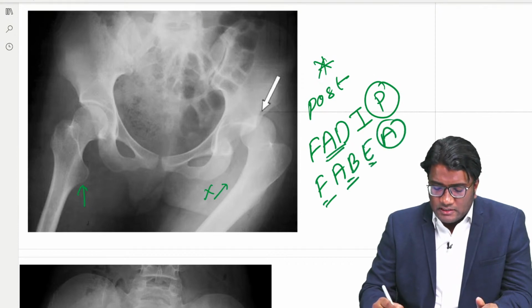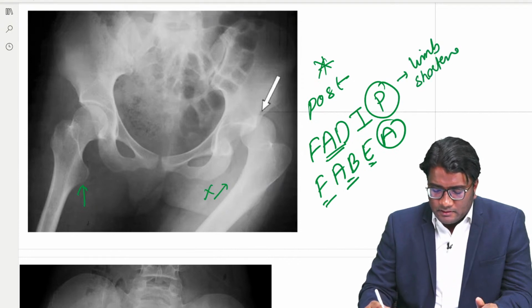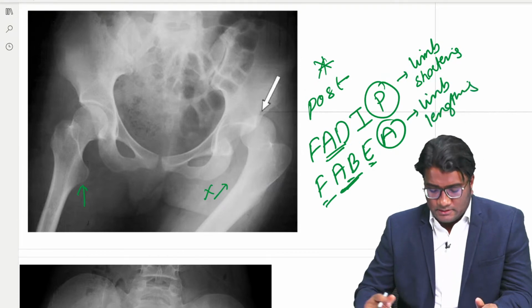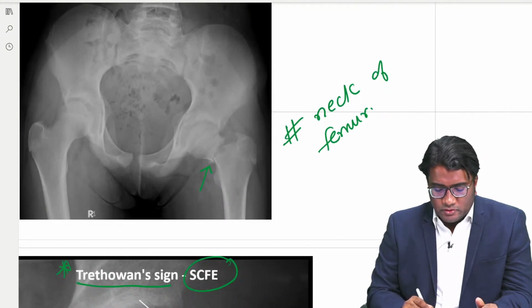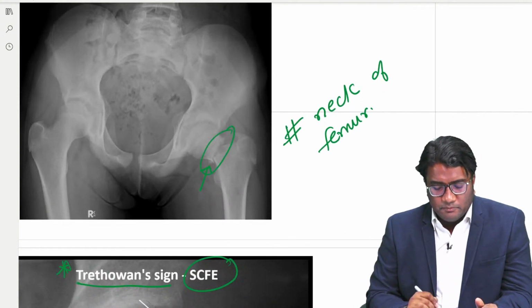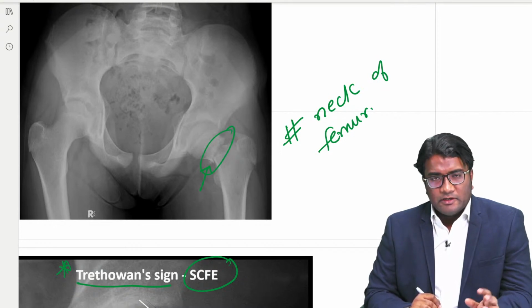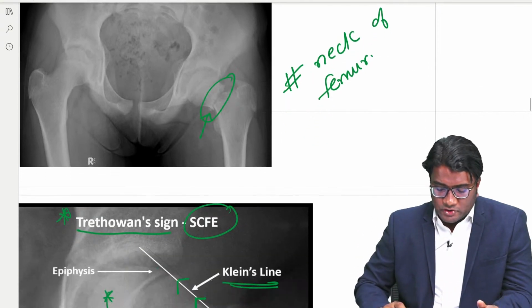Whenever you have adduction, there is limb shortening, right? And whenever there is abduction, there will be limb lengthening, right? So you should know these things. Then fracture neck, you should be able to identify the fracture neck. Again, an important thing is that in osteoporotic females also, trivial trauma can cause this fracture neck of femur.